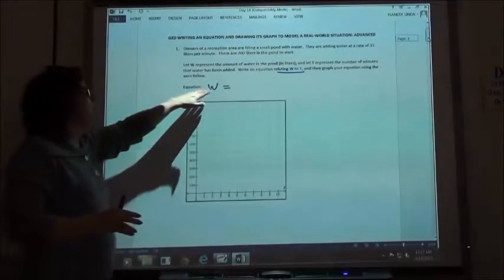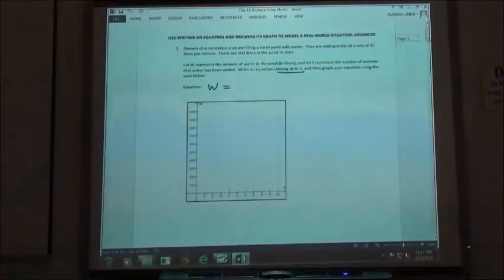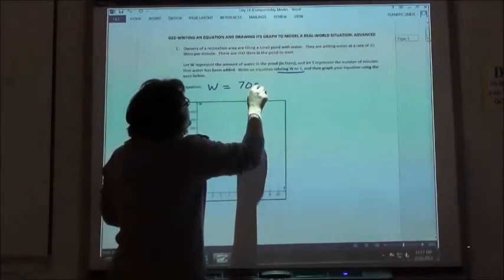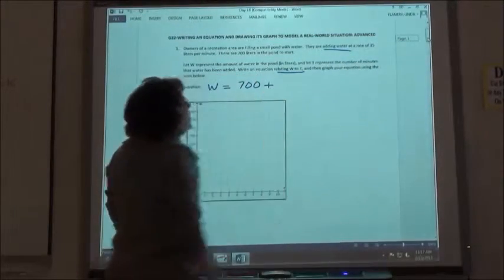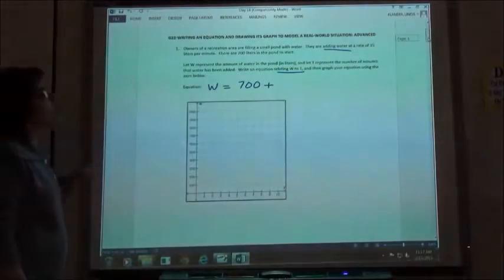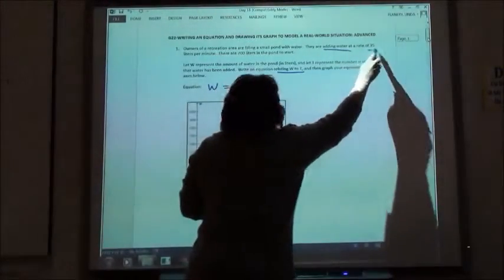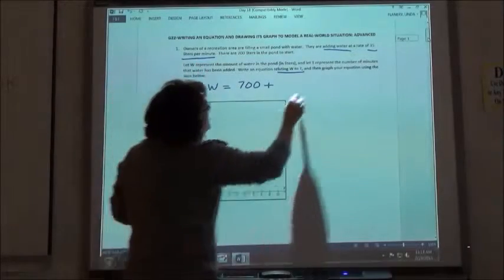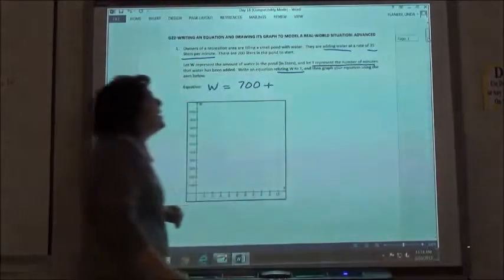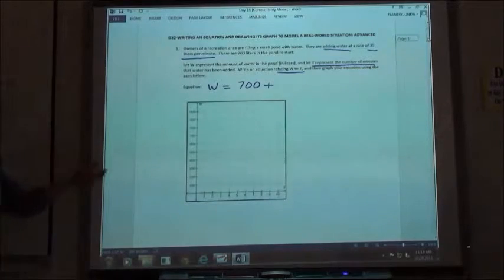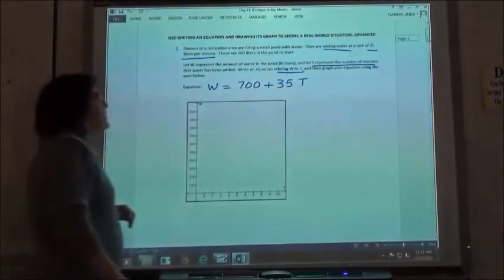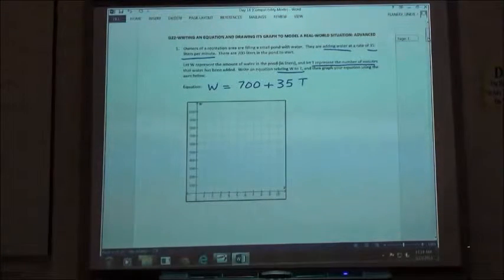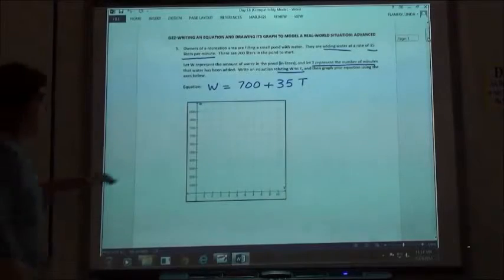So we're trying to find how much water is in the pond. It says there are 700 liters in the pond to start. So we know there was 700 to begin with. They are adding water, so we're going to add water, at a rate of 35 liters per minute. T is the number of minutes. So to show 35 every minute, we would have 35 T. So 700 to start plus 35 liters per minute. Now we want to graph that.